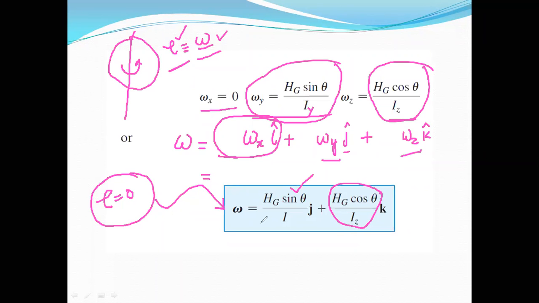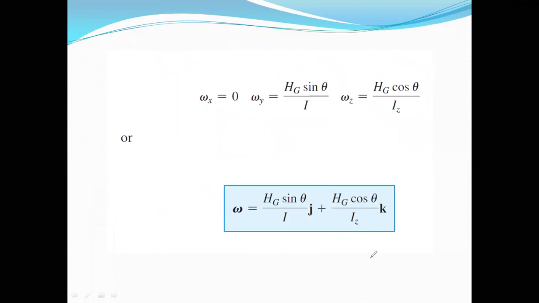This is the expression for the angular velocity of the rigid body in torque free motion. Now, if in the exams we are given Hg, theta, Iy and Iz, we can definitely calculate the value of this omega, which we'll be doing later on.